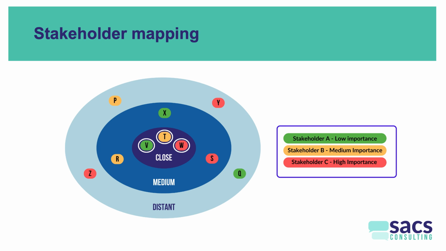So clearly W is a really, really important resource, a really important colleague in whatever it is that we're trying to achieve. Now, you'll also see that in terms of medium stakeholders, there's X, who's relatively low importance, S, who's a very important stakeholder. And then if you look on the outer here, which is the distant stakeholders, you have two really important stakeholders, Y and Z.